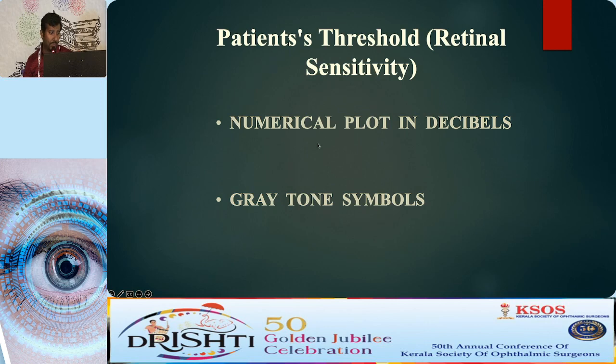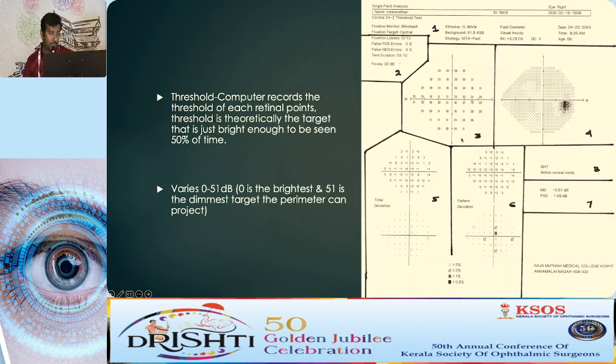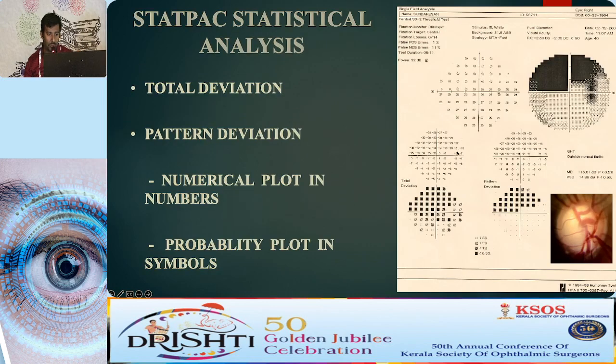Patient sensitivity is measured in decibels, and so this is the sensitivity. This is the raw data, and after the raw data you get the total deviation here.